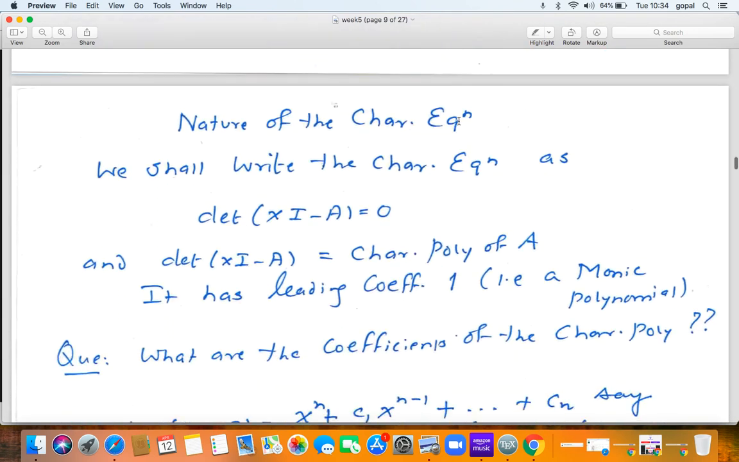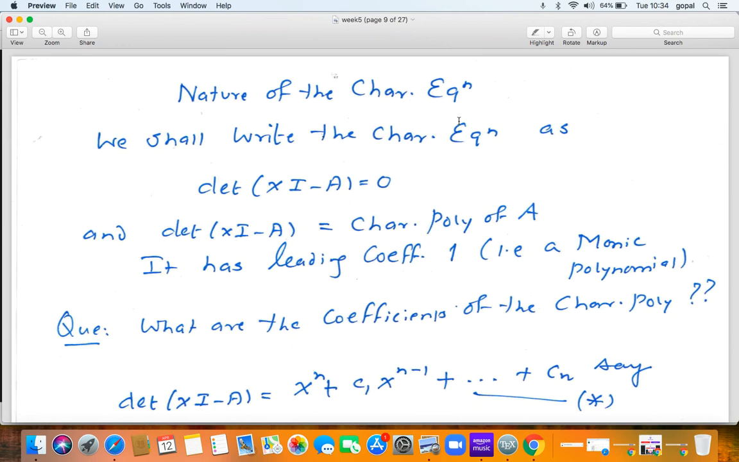Now let us come to the nature of the characteristic equation. Let us write the characteristic equation as determinant of xI minus A equal to 0. The idea of taking xI minus A rather than A minus xI is that the leading coefficient will become 1. It becomes a monic polynomial. A polynomial whose leading coefficient is 1 is called a monic polynomial. So if I write it like this, the characteristic polynomial becomes monic.